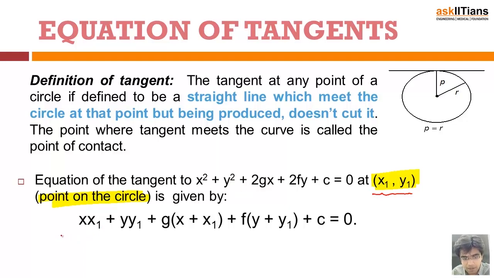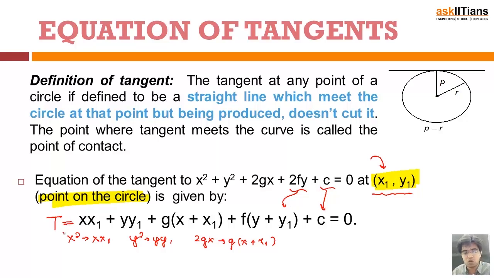That means if the point is on the circle, this equation is actually the same as the circle equation. What has happened is that, because this point is on the circle, x square has transformed to x(x1), y square has transformed to y(y1), 2gx has been transformed to g(x plus x1). Similarly, 2fy has been transformed to f(y plus y1), and c remains as it is. This equation we call T equals 0. This is again a general notation.